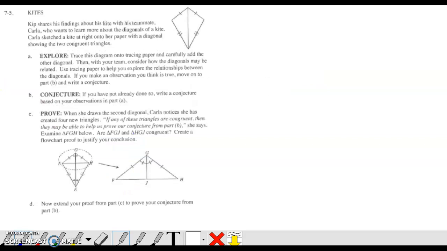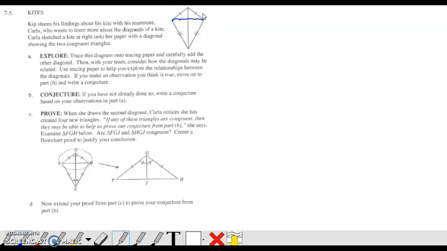Okay, so here is our next question. Kip shares his findings about his kite with his classmates, and Carla wants to learn more about the diagonals of the kite. So Carla sketched a kite at the right onto her paper. Okay, so explore. Let's trace this diagram onto our paper, and then consider how the diagonals may be used. So when I look at this problem, I already have one diagonal, so I need another diagonal. So I'm going to draw a second diagonal right there.